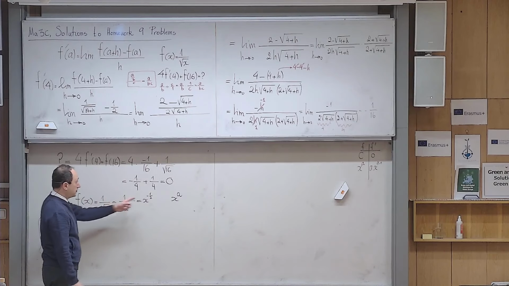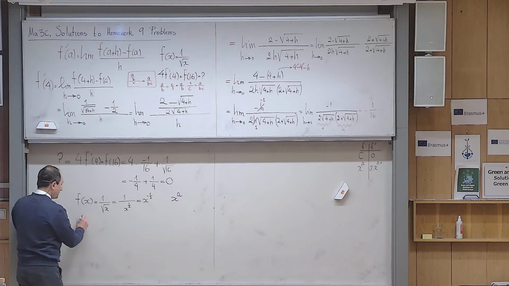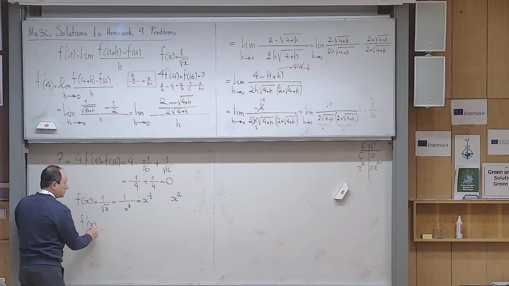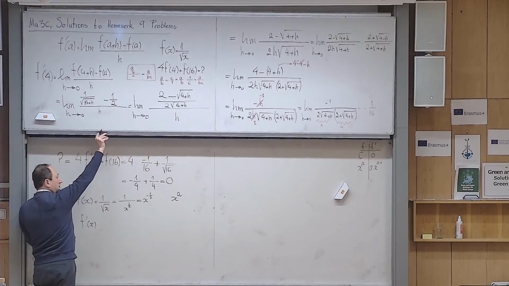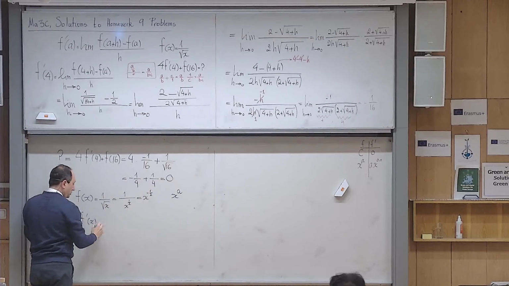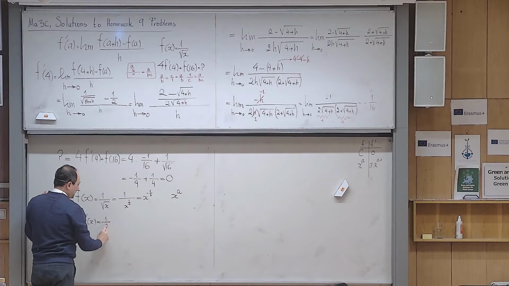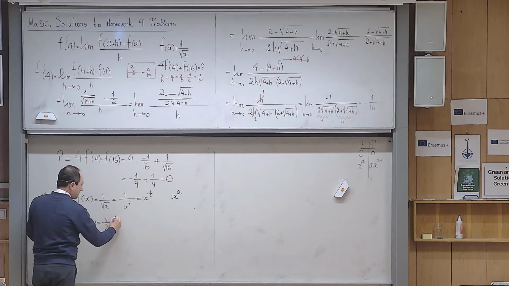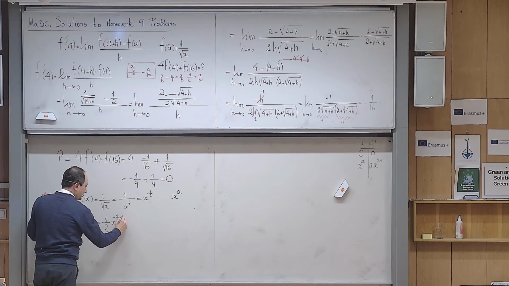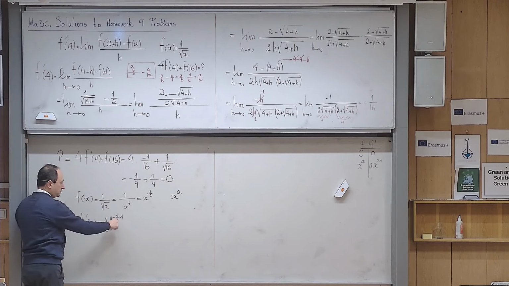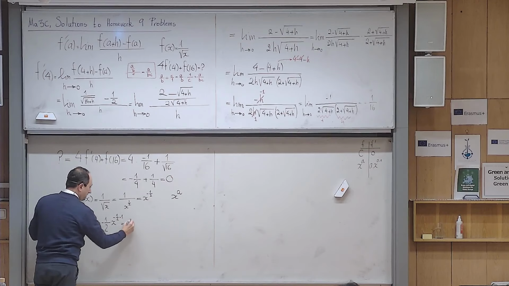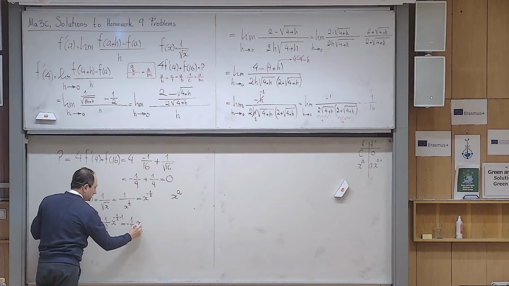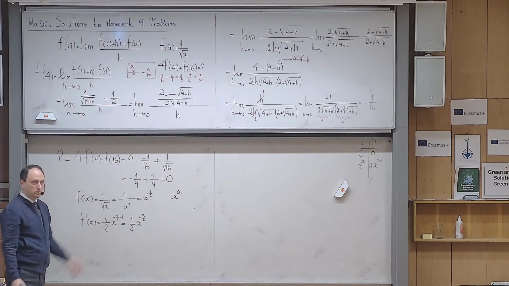Minus a half. No, minus a half. So f prime of x, according to the formula that you have in the table, this exponent goes down, then it becomes x to which power? Minus a half, 1 minus 1. I hope that you can do this in your head. What's the answer? Minus a half, x to power? Minus 3 halves. So this is the derivative.